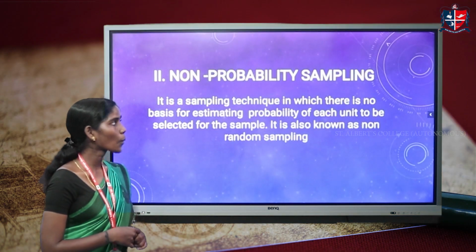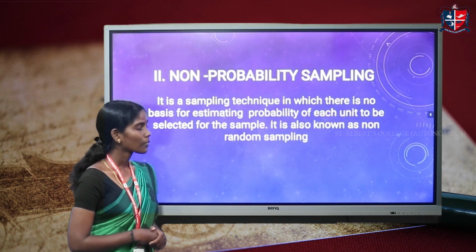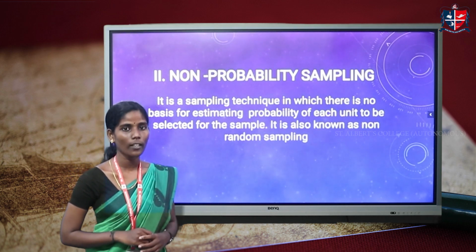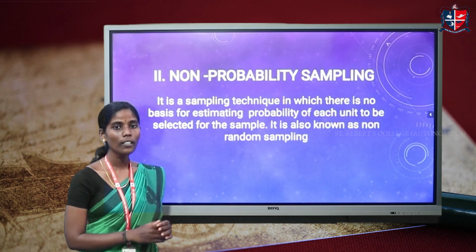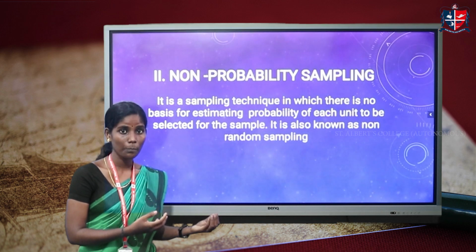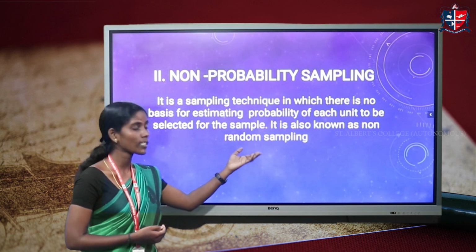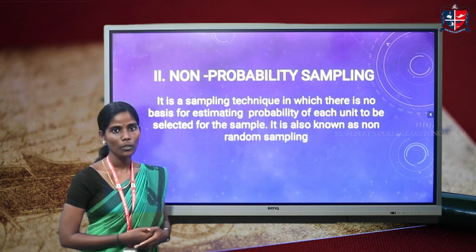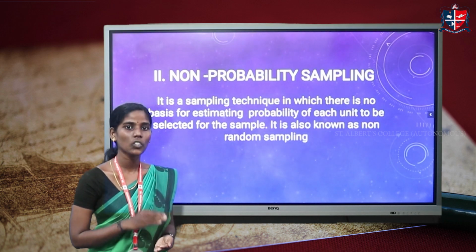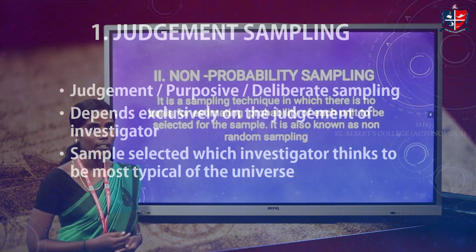Next one, non-probability sampling. In this sampling technique, the units in the population do not get any equal chance. That means here the researcher will take the samples on a purpose or a judgment basis. So it is also known as non-random sampling. Okay, so each unit in the population does not get any equal chance. Let's see what are the non-probability sampling techniques.